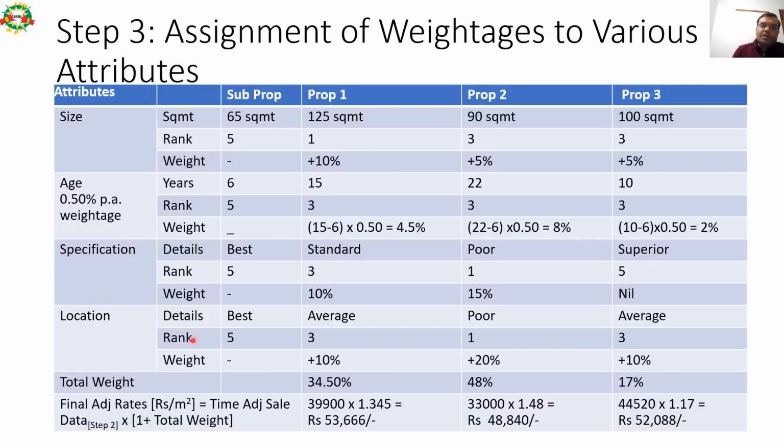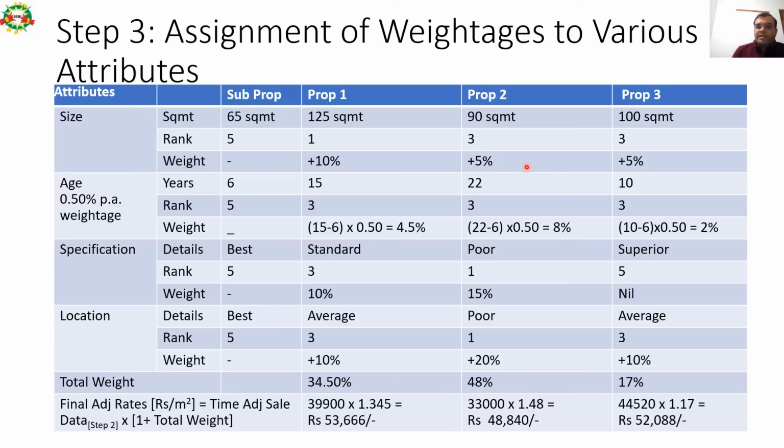Then after assigning all these weights, we have to calculate the total weight. So the total weight for property number 1 is 10% plus 4.5% plus 10% plus 10%, that is equivalent to 34.5%. So if this property is 100 rupees, 134 rupees 50 paisa will be the equivalent price adjusted to the subject property.